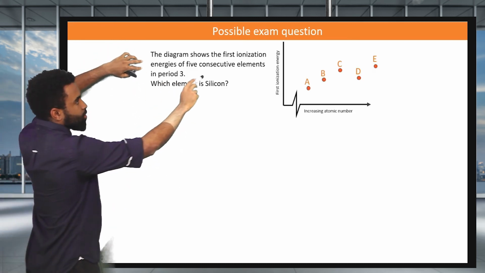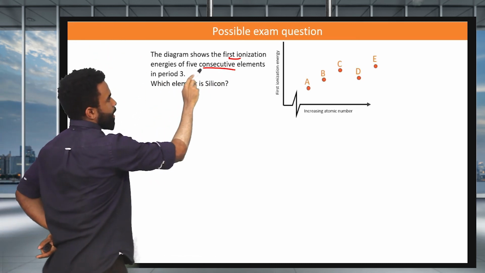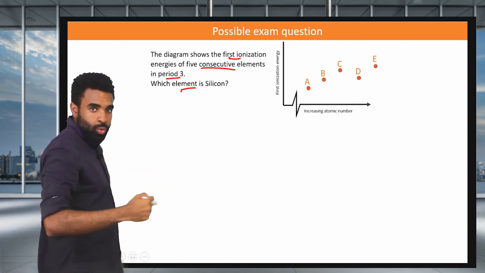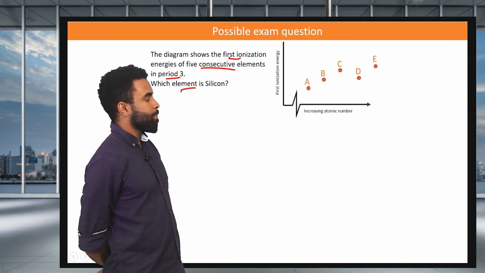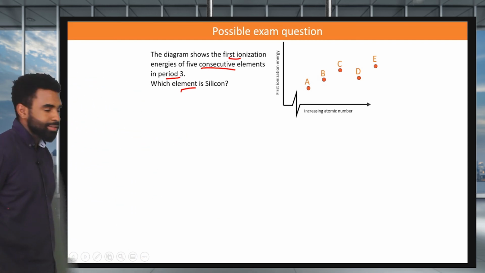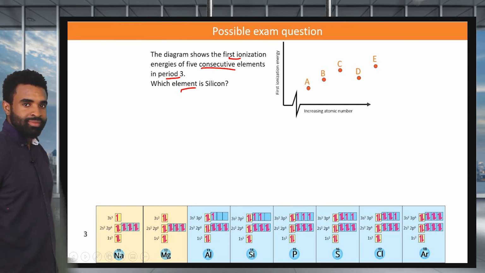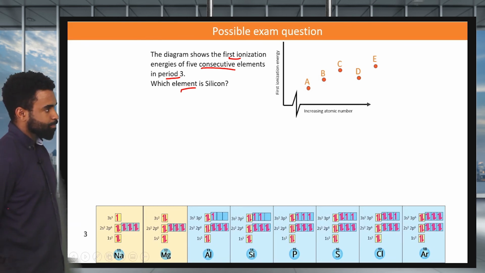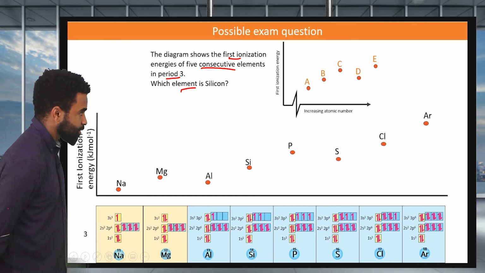It says the diagram shows the first ionization energies of 5 consecutive elements in period 3. Which element is silicon? Pause the video. Think how you would try to answer this. In 3 seconds, I will show you a clue. Here's a clue. Again, pause and think. So what's the answer? The answer is going to be B.